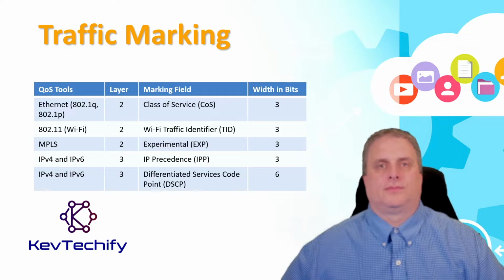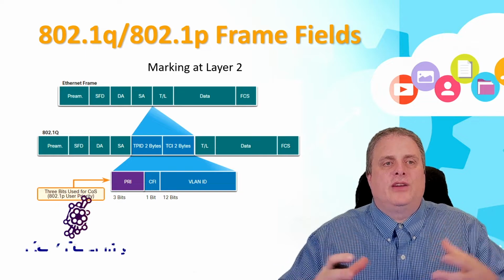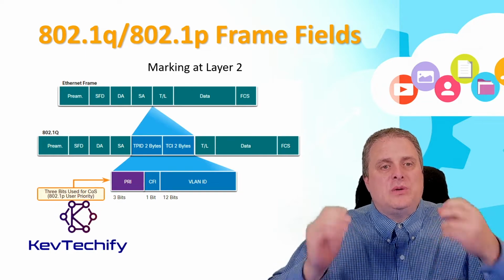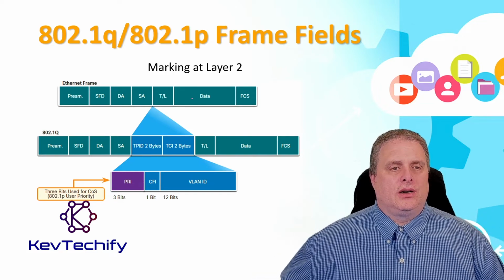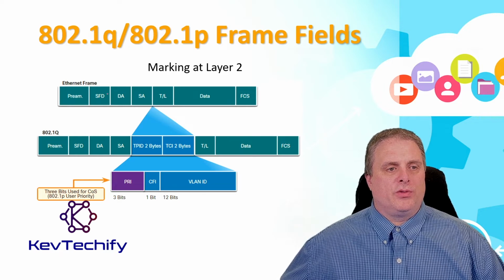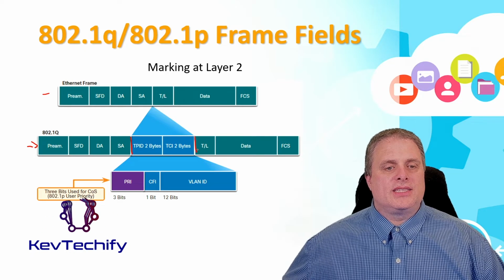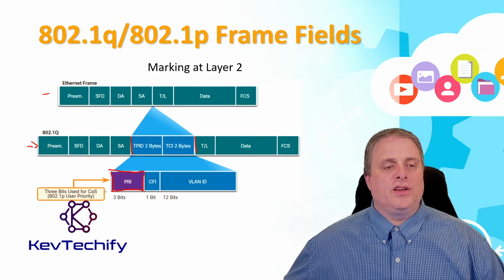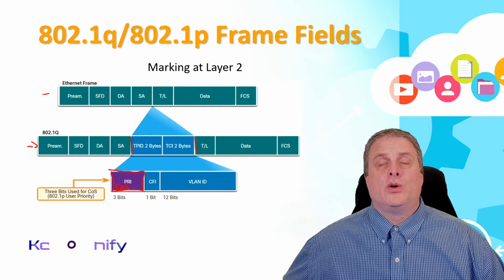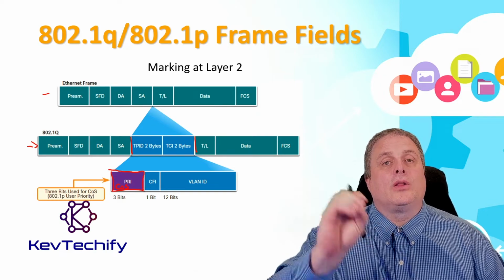Here we can see our marking at layer 2. We have an 802.1Q frame here at layer 2, an Ethernet frame, and what we do is we insert our QoS into the frame. We have the normal frame here, then we come down and insert the tagging right here. This tagging has 3 bits that are the priority field. This priority field is used for quality of service. This is where we set our quality of service. We set a value in there, and that is used by our switches to prioritize traffic on our local area network.